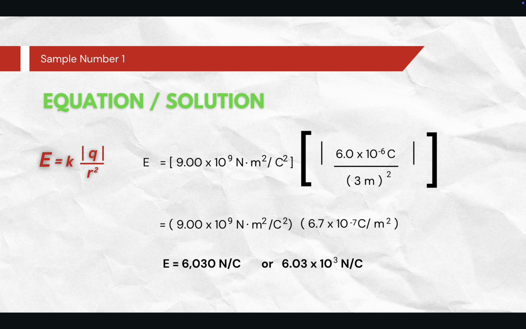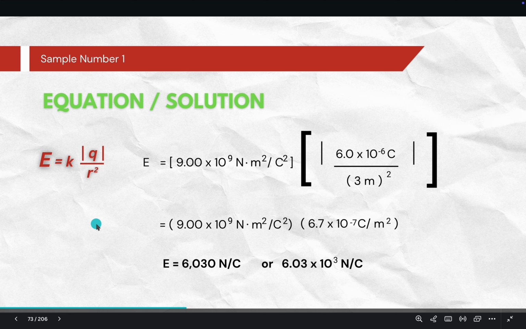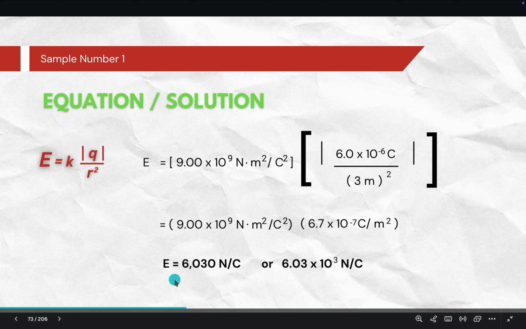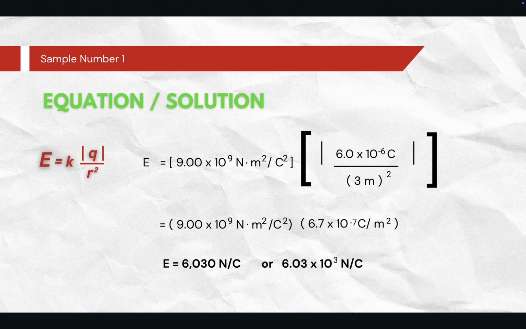Ipagpatuloy na natin yung pagsosolve sa solution ng sample number 1. So, ito ang gagamitin natin na equation. Ulit, yung naka-red dito sa left side. Sa substitute lang natin, mauuna yung nasa loob ng bar. Yung sagot ng nasa loob ng bar is 6.7 times 10 raised to negative 7 C over m squared. Times natin dun sa Coulomb's constant. The answer will be 6,030 N over C, or pwedeng 6.03 times 10 raised to 3 N over C. So, ganun lang katali, parang ganun lang yung sinabi ko kanina na gagawin natin.